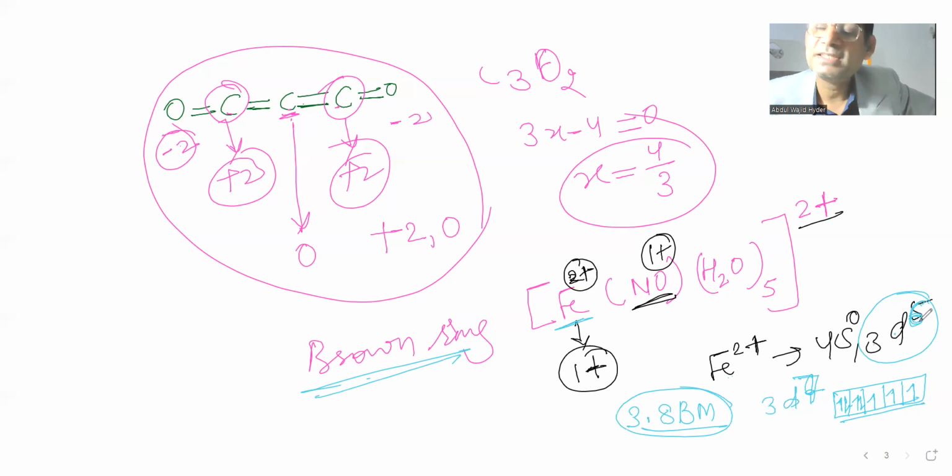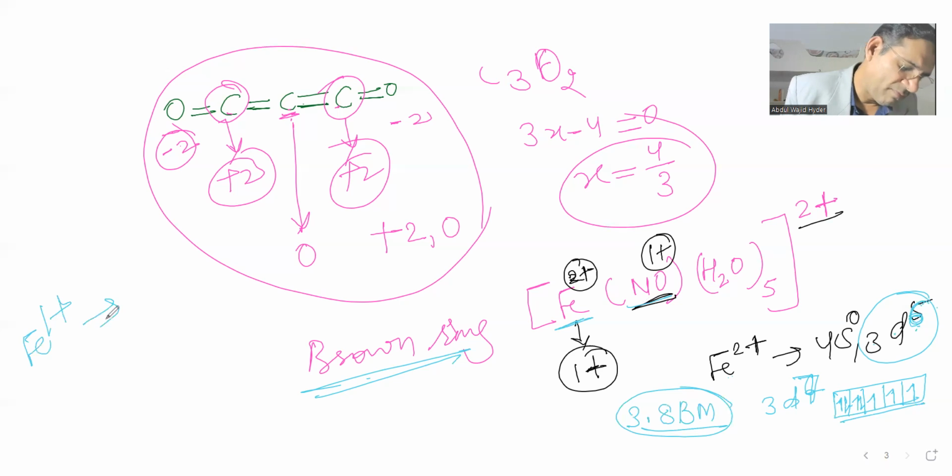Because this Fe2 plus is 4s0 3d6 and this NO will lose its 1 electron. So 3d6 will become 3d7. From that point of view, it is having 3d7 configuration. Don't write that Fe1 plus directly.